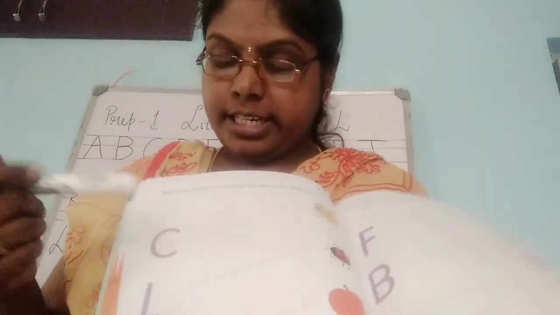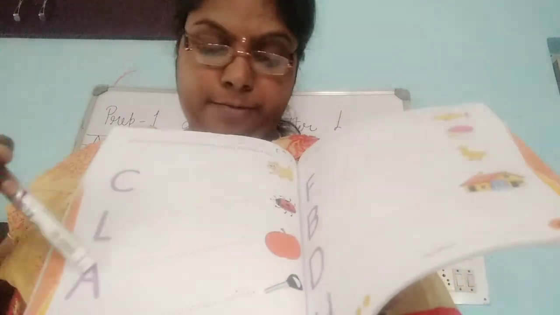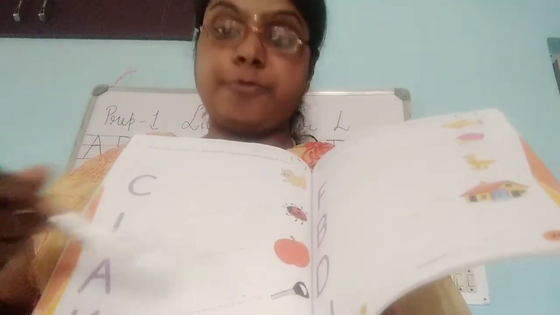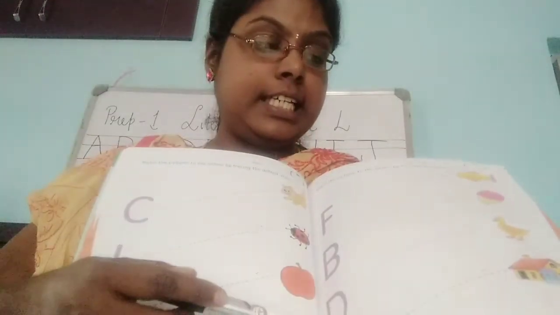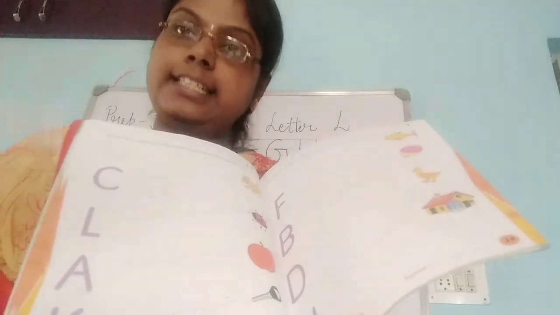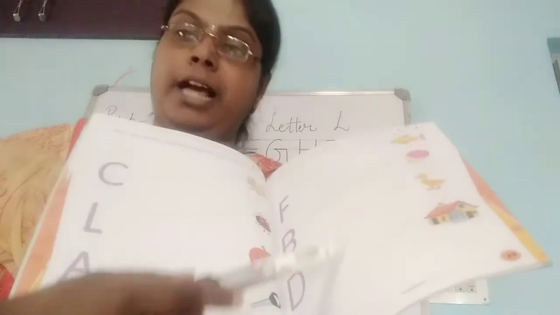So here it is letter to the object. They need to match letter to the object. C for cat. Repeat after me, children. C for cat. L for ladybug. A for apple. K for key. F for fish. B for balloon. D for duck. H for house. Okay, they should recognize the letter and the object which will match to them.